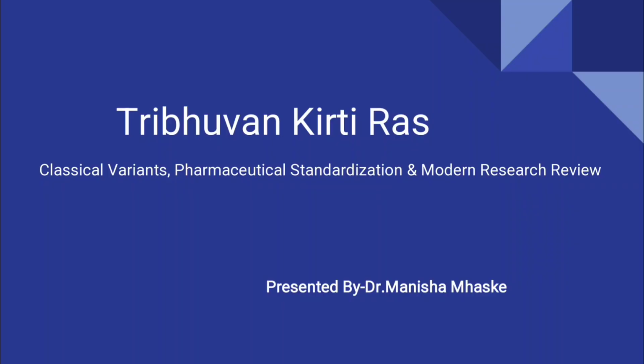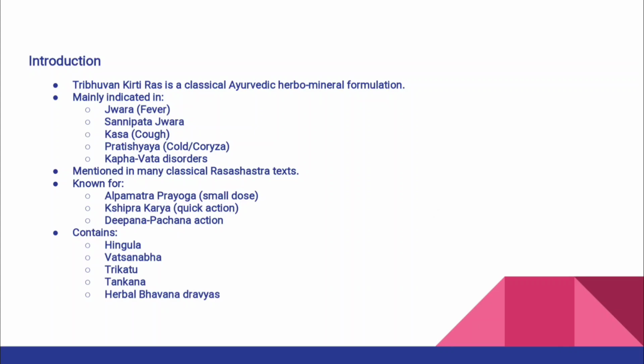Let us begin. Tribhuvan Kirti Ras. Tribhuvan Kirti Ras is a classical Ayurvedic herbal mineral formulation, mainly indicated in Jwara, Sannipat Jwar, Kas, Pratikshay, Kapha-Vat disorders, mentioned in many classical Rasashastra texts, known for its Alpamatra Prayog, Kshipra Karya and Deepan Pachan action.